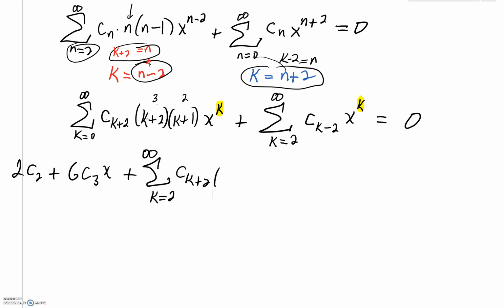We left off where we noticed we had two power series. Both of them had x to the k once we made a nice substitution, but the first series started at k equals 0. The second one started at k equals 2. We decided to plug in k equals 0 into this first series right here, and we got c sub 2. Then we plugged in k equals 1, and we wound up with 6 c sub 3 x.